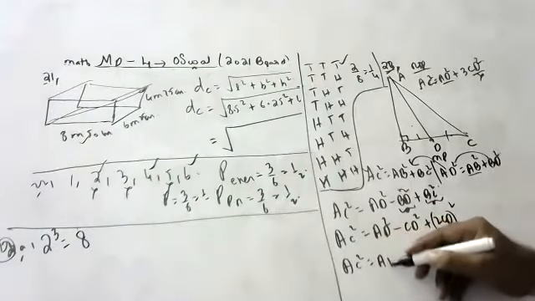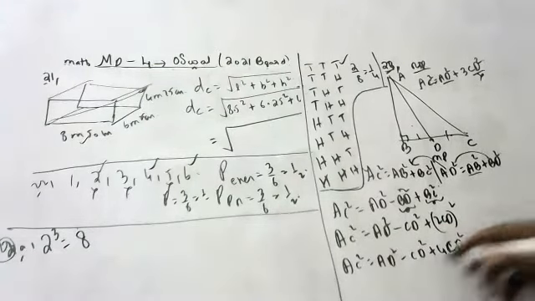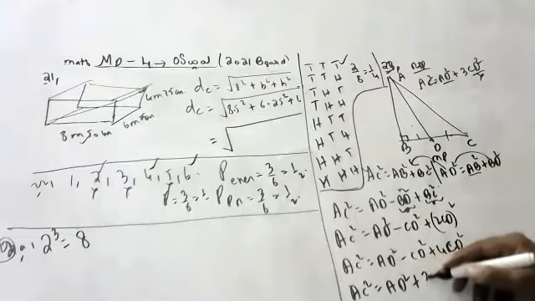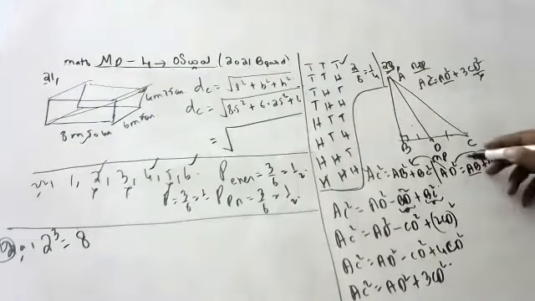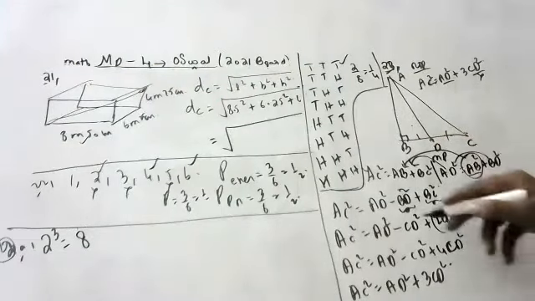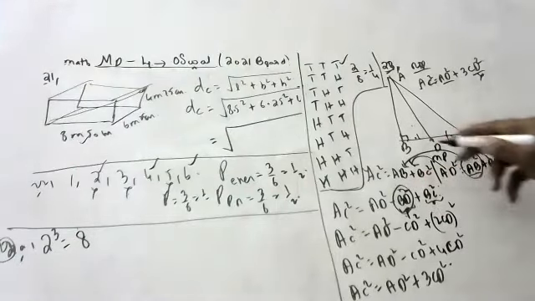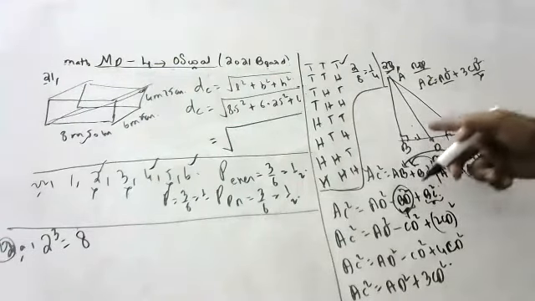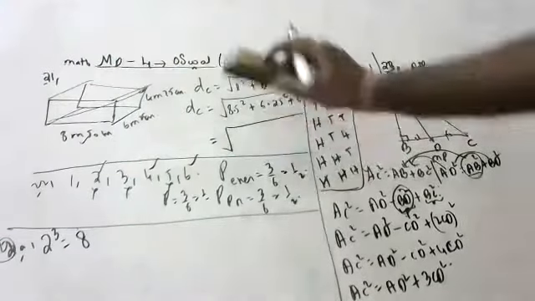AC square equals AD square minus CD square plus 4CD square. AC square equals AD square plus 3CD square. Hence proved. So children, seeing the question, I substituted AB square here, then I converted BD into CD because BD and CD are equal. And BC I wrote as 2CD because D is the midpoint, BD plus CD.